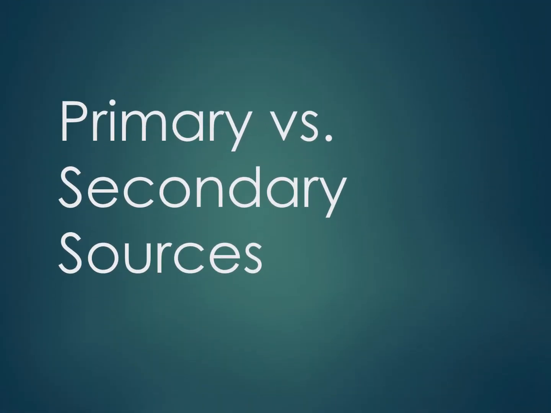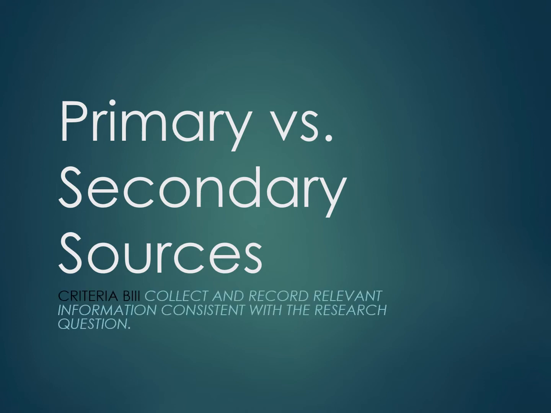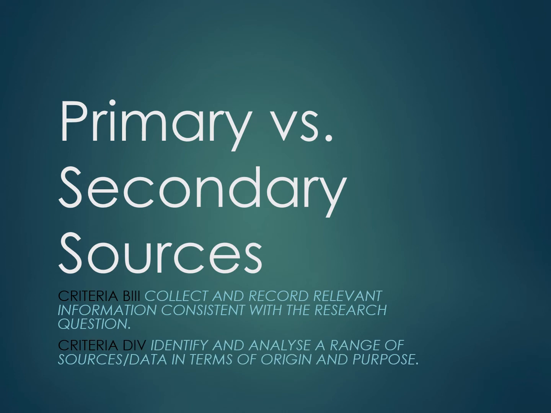Welcome back. In this video, we want to talk about the difference between primary and secondary sources. The reason for that is, for your research project, you need to use a variety of sources. Criteria B, Strand 3, asks you to collect and record relevant information consistent with the research question. And so relevant information will come from both primary and secondary sources.